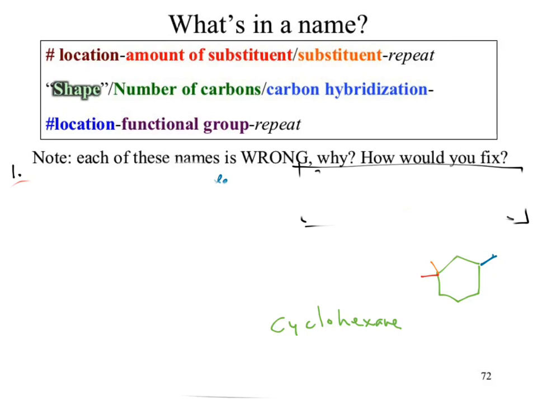Now what do I have for substituents? Well, first there's my main chain. Substituent, substituent, substituent. Those are each methyls. So for those of you at home, this is exactly what I would do. I would name each substituent.